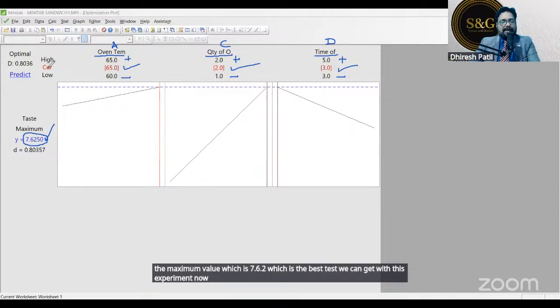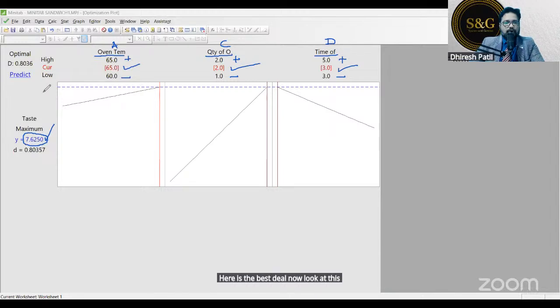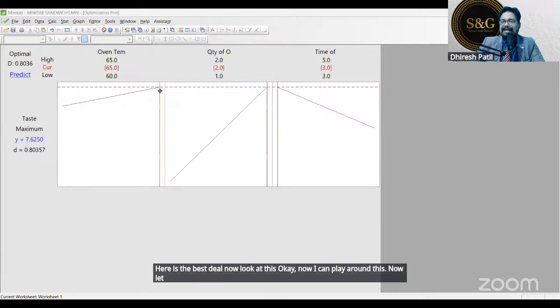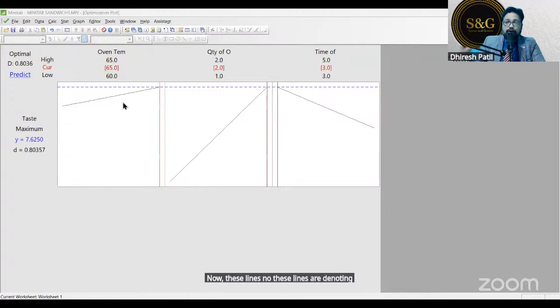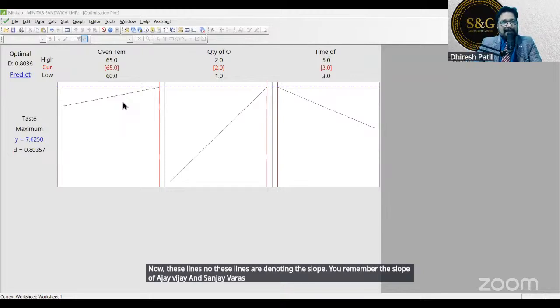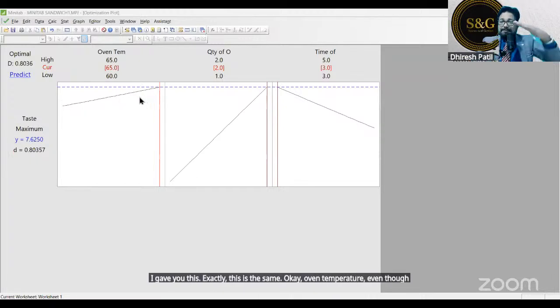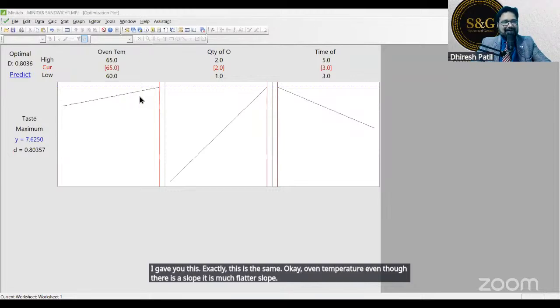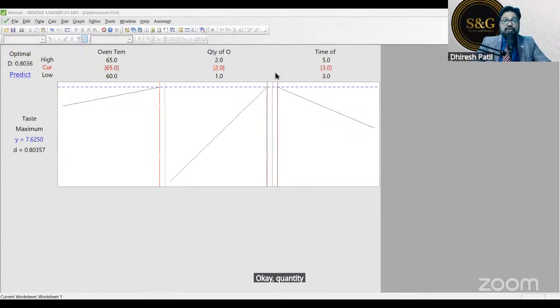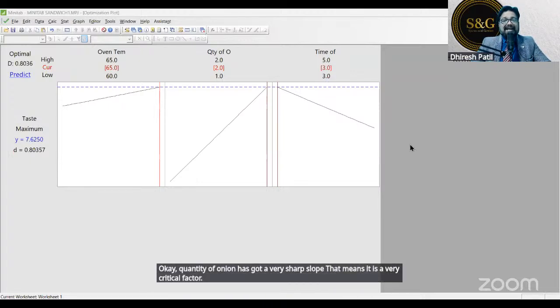Now here is the best part. Now I can play around with this. Let's look at these red lines. These lines denote the slope. You remember the slope example of Ajay, Vijay and Sanjay? Exactly, this is the same. For oven temperature, even though there is a slope, it is a much flatter slope. Quantity of onion has a very sharp slope. That means it is a very critical factor. And time of cooking is the second critical factor here.